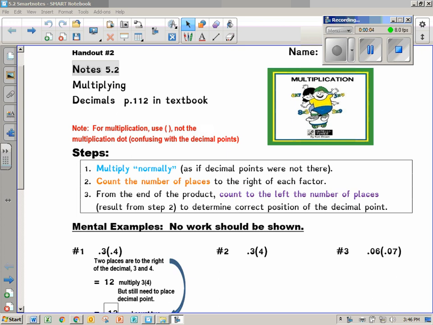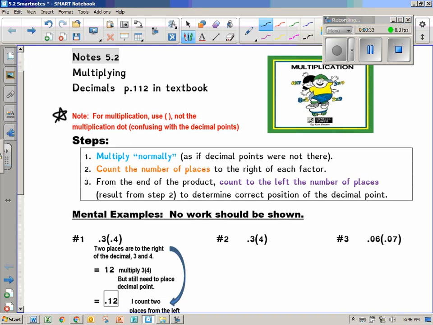It's time to continue on our decimal journey. So now we're going to discuss multiplication of decimals, which is really easy. One thing I've noted here is for multiplication, please don't use the multiplication dot with decimals. Between the decimal points and the multiplication dot, it just gets a little confusing. So parentheses would be best.